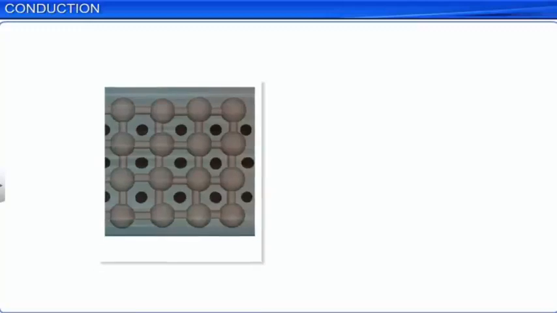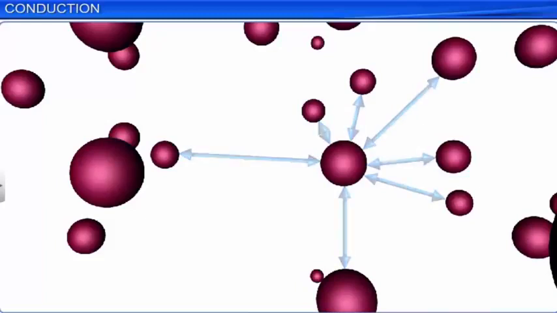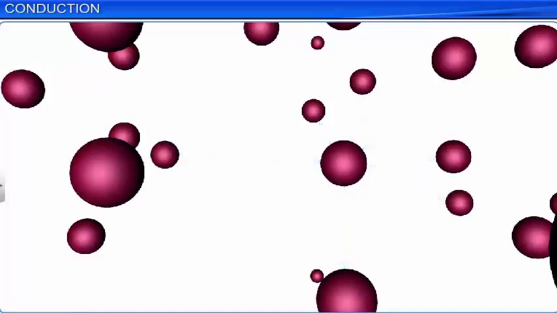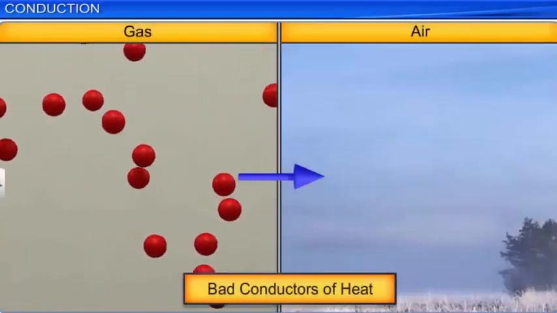The free electrons close to the heat source receive heat and move faster through the metal. During this process, they collide with molecules and other electrons and pass a part of their energy on to them. In the case of gases, the molecules are far apart and hence the exchange of energy among them is very difficult. Therefore, gases are very bad conductors of heat.